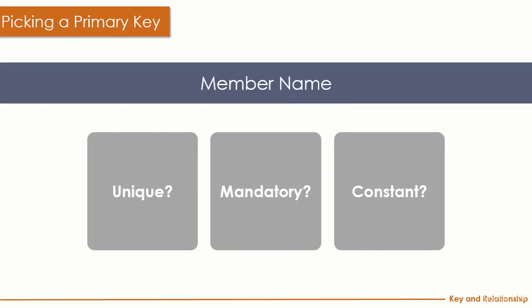Let's check each column. The member name: is it unique? May not be. We see Lancy Ward printed as a name. Is it mandatory? Yes, it is mandatory. Is it constant? Yes, it is constant. At least we will not change our name so often, but it's not unique, so we can't use it as a primary key.